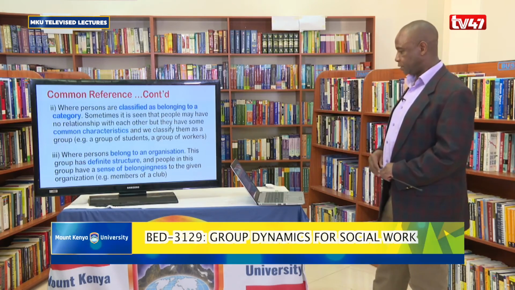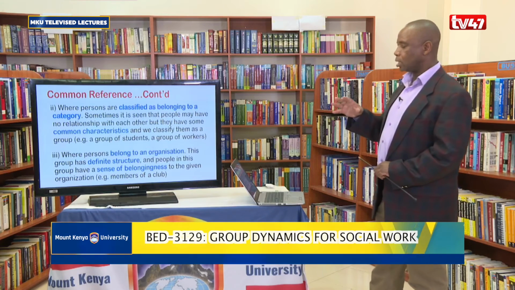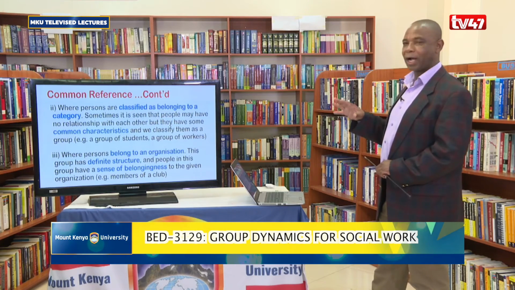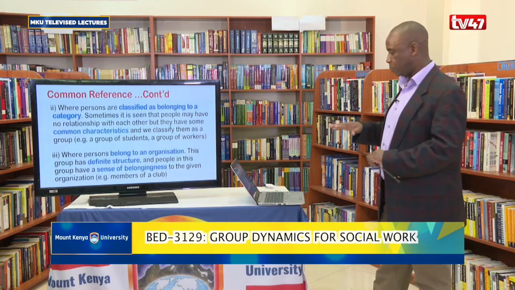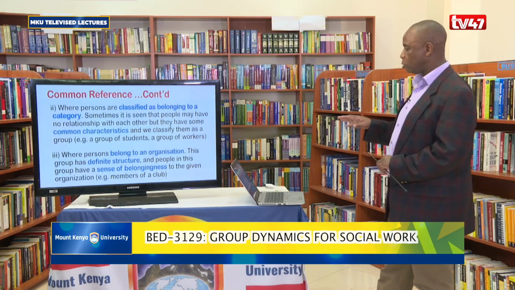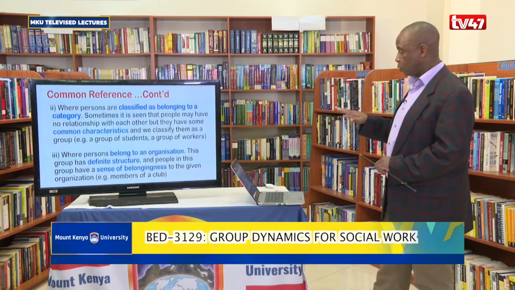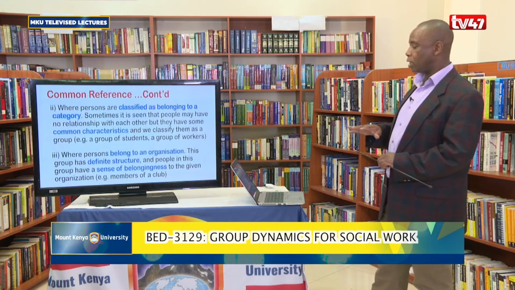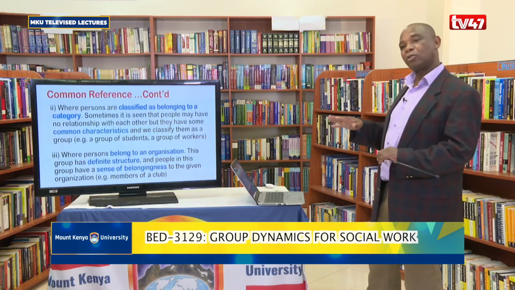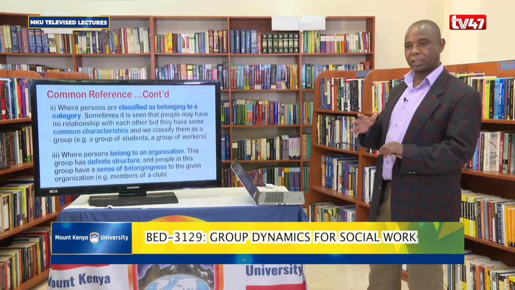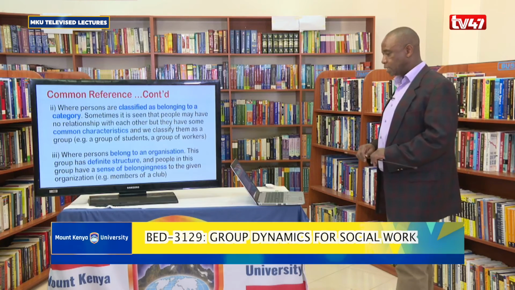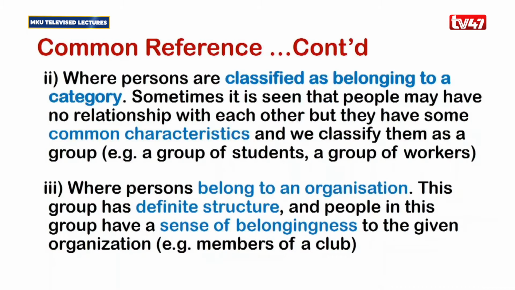Another common reference is where persons are classified as belonging to a category of people. Sometimes it is seen that people may have no relationship at all with each other, but they have some common characteristics. They don't even know each other. They're not even geographically in a specific area, but we can classify them as a group, like a group of students, or a group of university students, a group of workers of a particular social class, a category. That may be used like that.